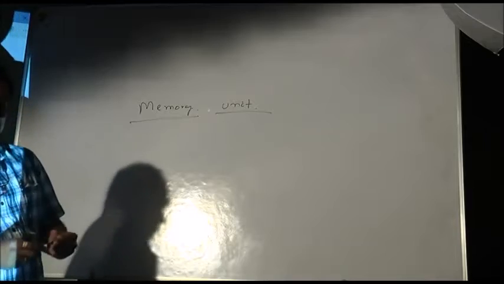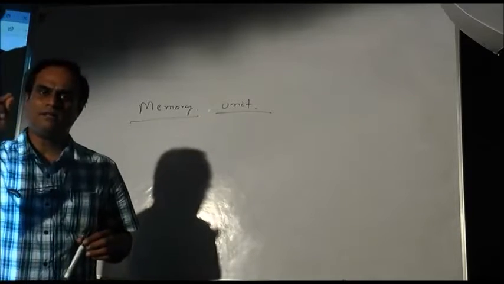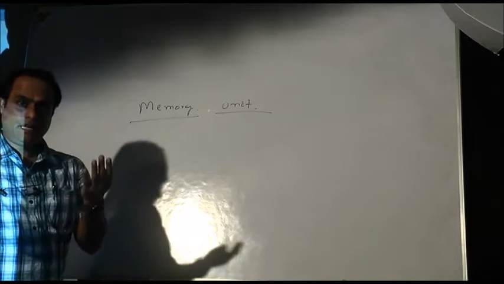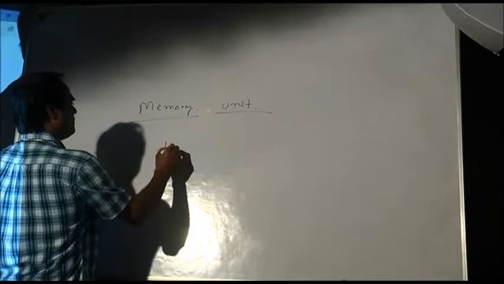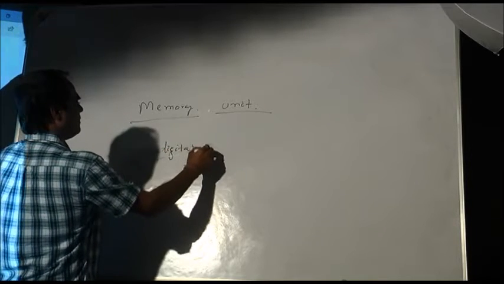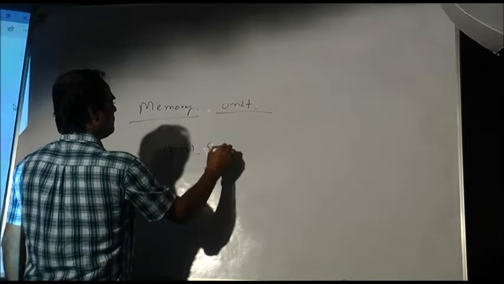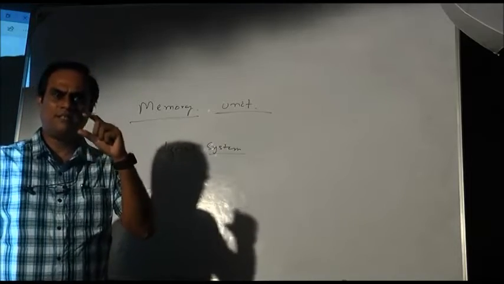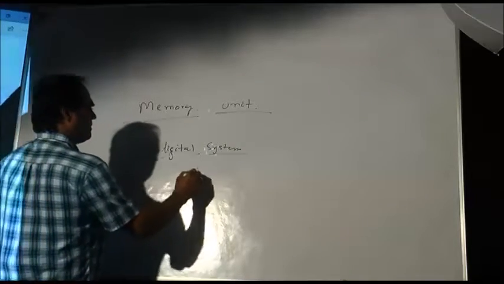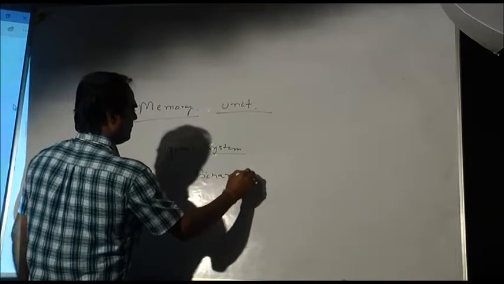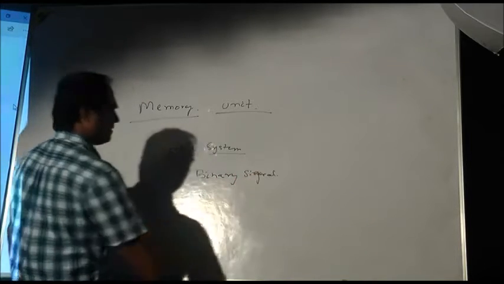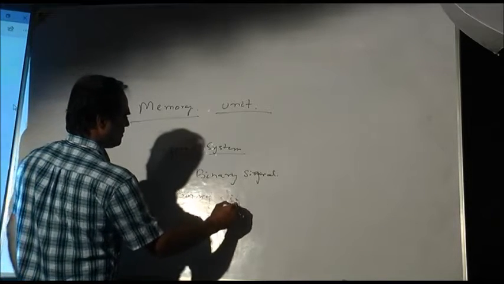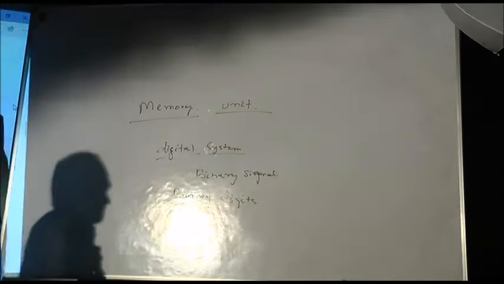From earlier I have already explained that the computer is an electronic device, and it is a digital system. Digital system means whatever signal is used in the computing system, it is the binary signal, yes or no. That means binary digits, okay, yes or no.